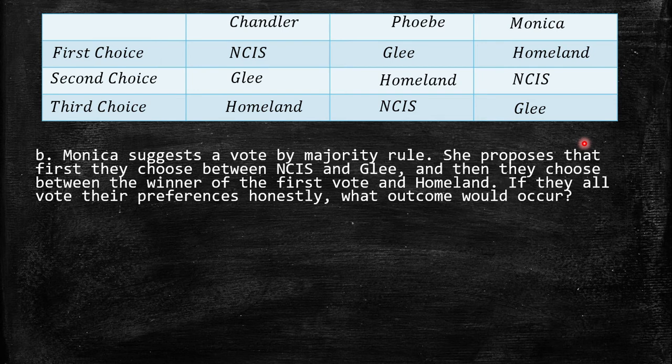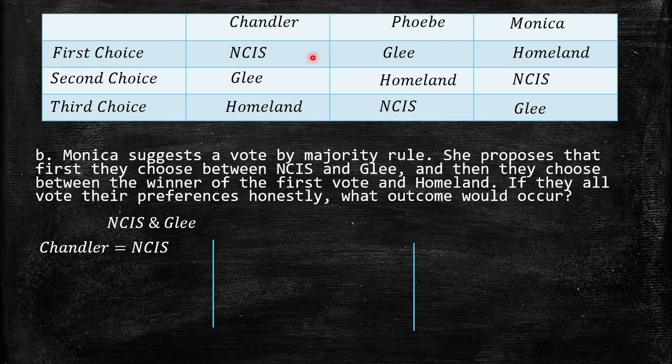If they all vote their preferences honestly, what outcome would occur? First we have NCIS versus Glee. Chandler would say NCIS, then Phoebe would say Glee, and then Monica NCIS.